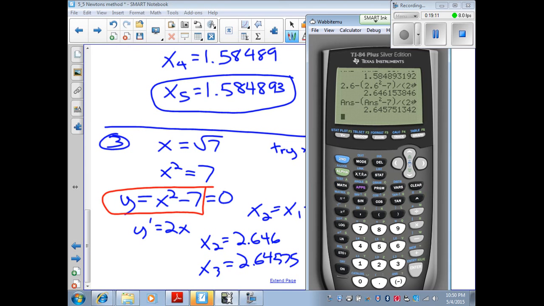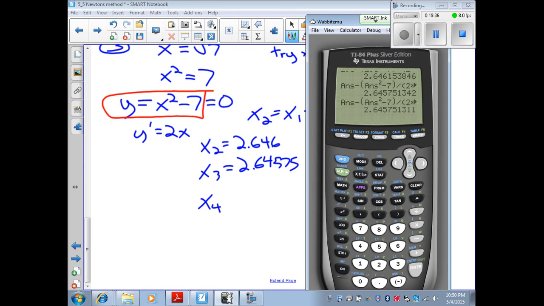Okay, it was still not quite correct to the number of decimal places we wanted, because it did change a little bit. Answer squared minus 7 divided by 2 times the answer. Ooh, that's looking really good. x4, just by our 4th iteration here, we had the same result. See how x3 and x4 look the same to 5 decimal places? That means this must be correct to 5 decimal places.